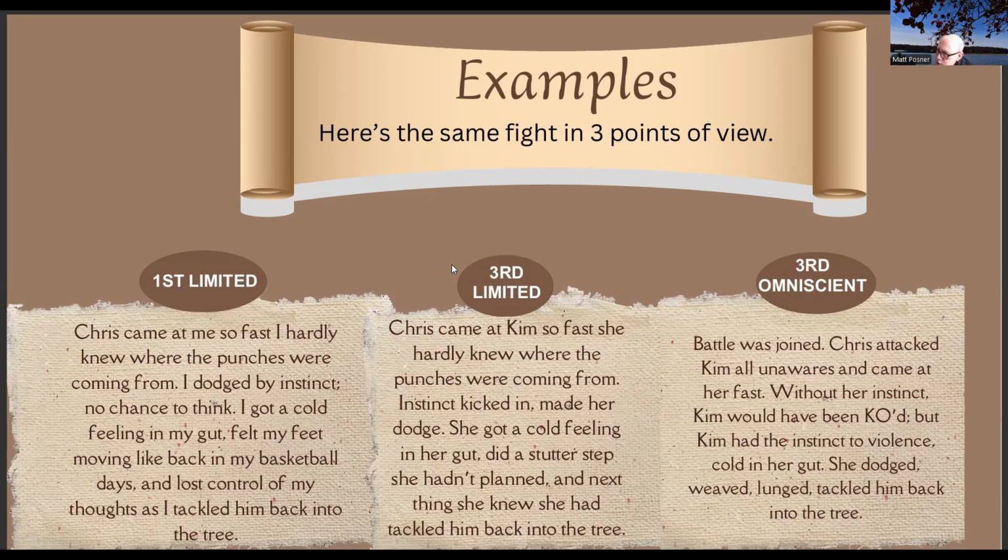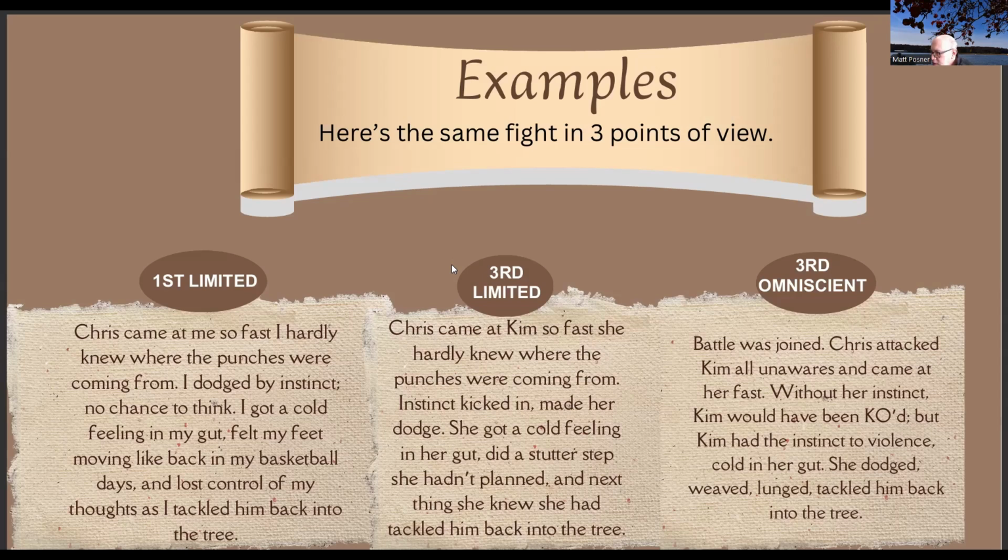Now, in the third person omniscient, I can interpret. "Battle was joined." I used a little authorial voice there. "Chris attacked Kim all unawares and came at her fast." So I'm able to say some things about Chris's motion, even though our point of view is still with Kim. "Without her instinct, Kim would have been KO'd." I'm interpreting, I'm explaining. "But Kim had the instinct of violence." I told you something about her. "Cold in her gut." There's that same cold in the gut and same instinct that we had in the first person. But in the third person omniscient, I'm evaluating Kim even as I describe her.